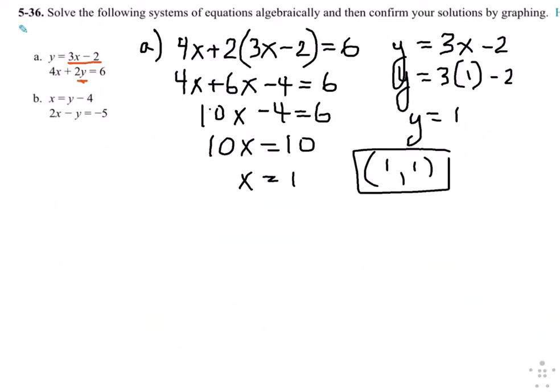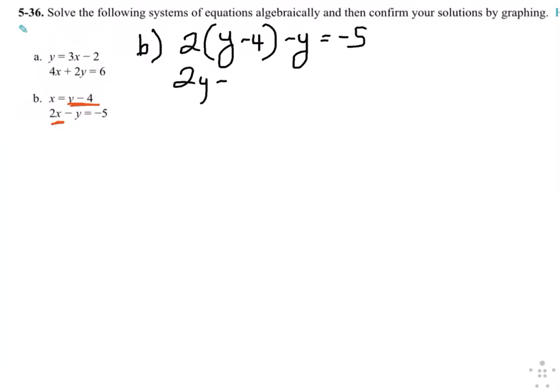Okay, for B, let's make space. So B, we have, again, it's already solved for x, right? So I'm going to take that x and substitute it in there, right? So the second equation becomes 2x, but x I'm substituting in y minus 4, minus y equals negative 5. So 2y minus 8, distribute, right? Minus y equals negative 5. 2y minus y is y, minus 8 equals negative 5.